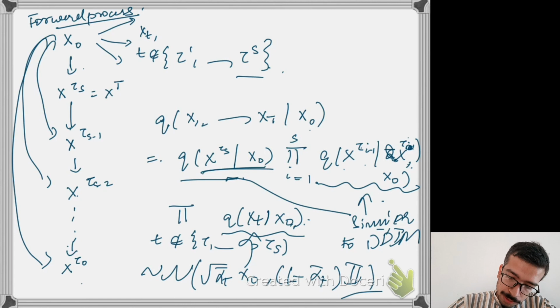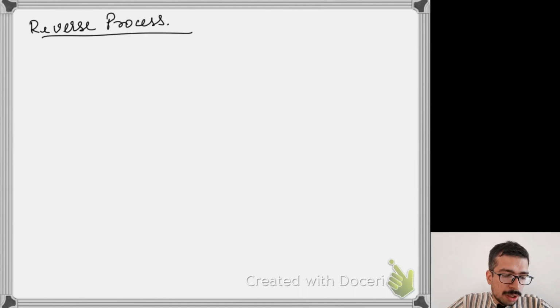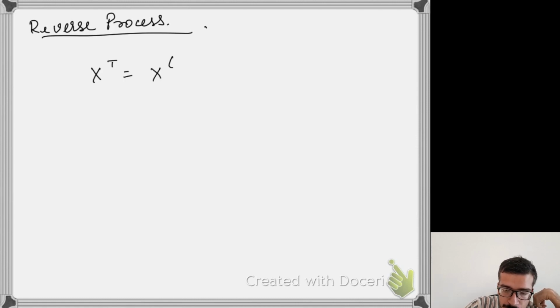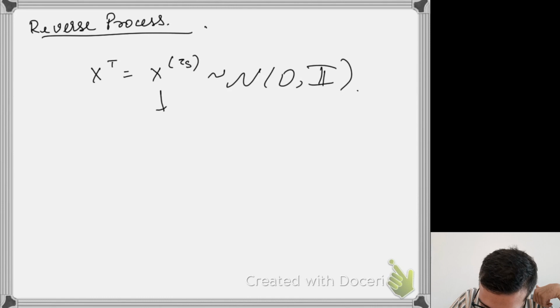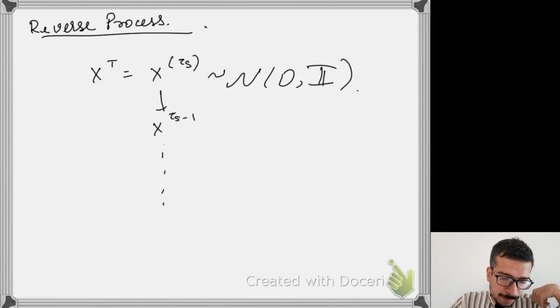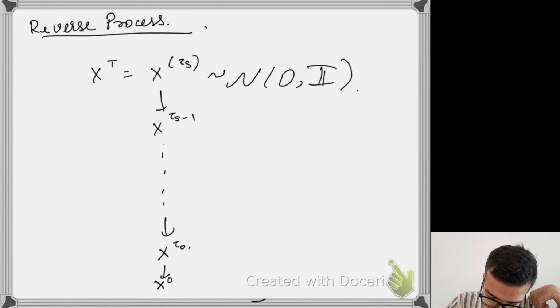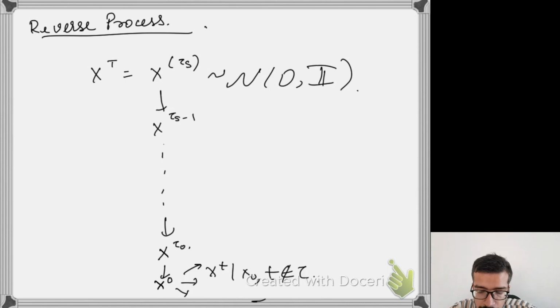Now for the reverse process, I need to start from xt, which is x tau s, which is normally distributed with mean 0 and covariance identity, and then I go all the way back till finally I have x tau 0 and then x naught, and then I have xt given x naught for t not in tau. So this is the reverse Markov chain.